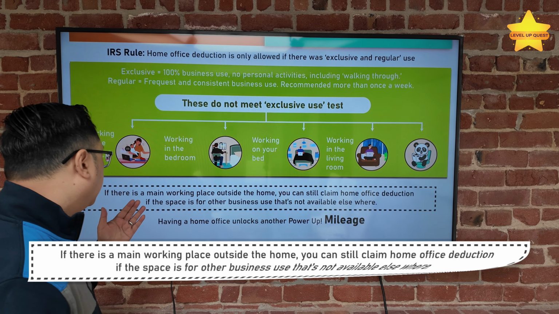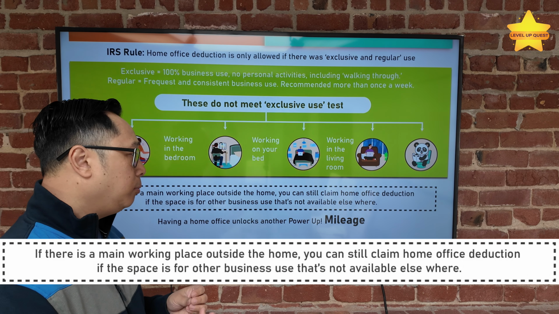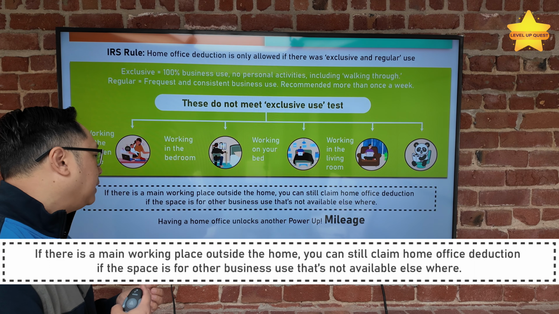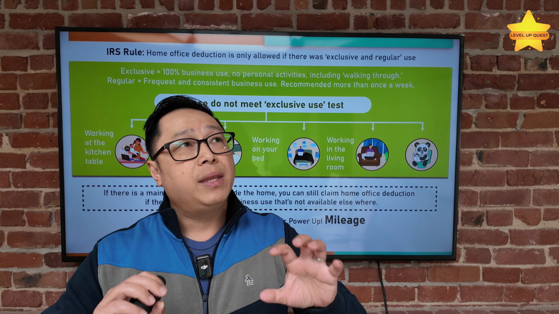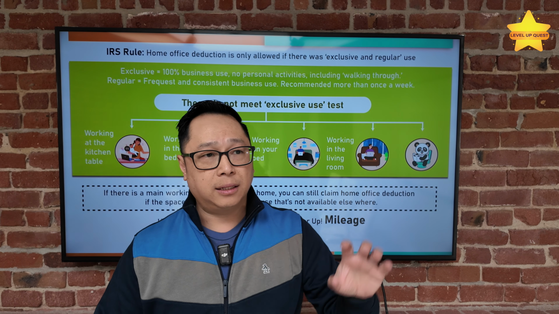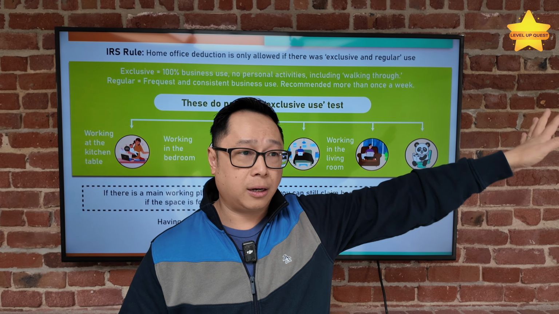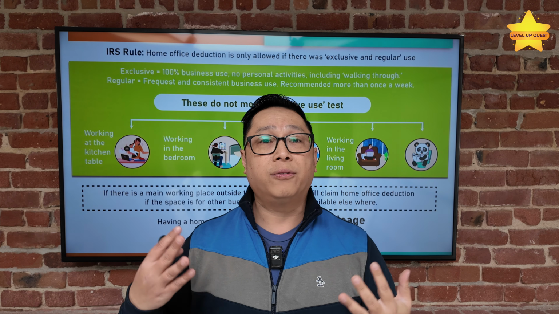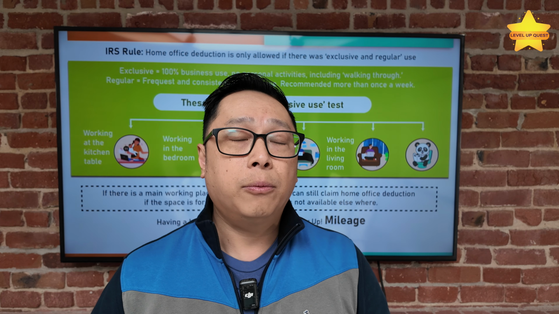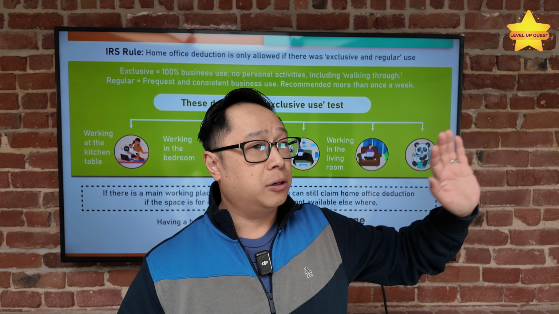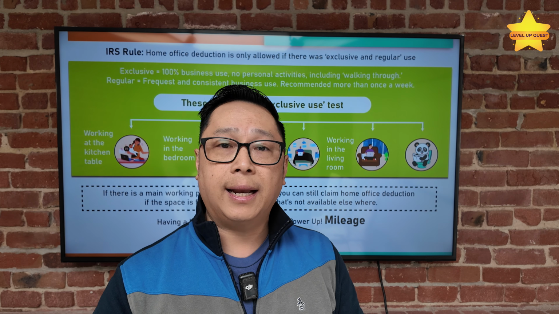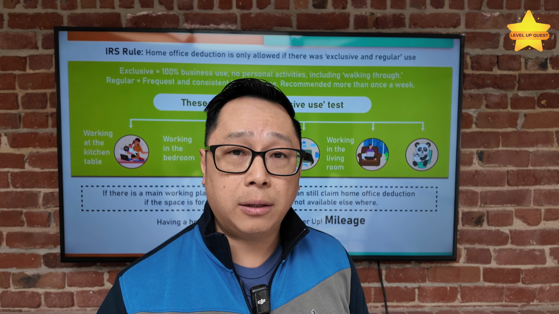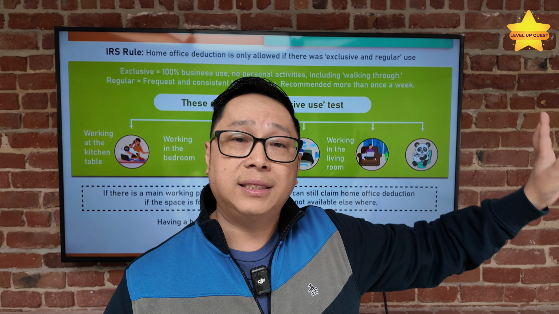Now on this page, there's two last things I want to cover that's super important that clients need to know. The first part is if there's a main working place outside of the home, you can still claim home office deduction if the place is for other business use that's not available elsewhere. So what this means is that if a client has an office outside of the home, like a regular office that they go to, but they also do work from home on a periodic basis, well, it's still possible to claim a home office deduction. The old rule never allowed that because you already had an office outside of the home, they won't allow you to take home office. But a new rule came up saying that, hey, that's actually legitimate now because you can't always do all your work inside the office itself.